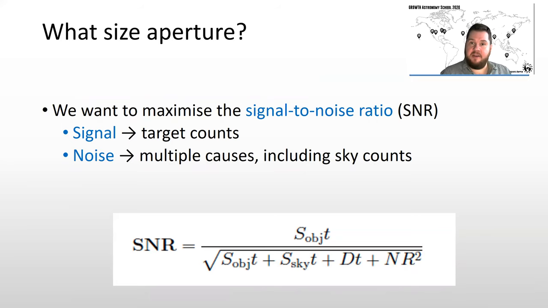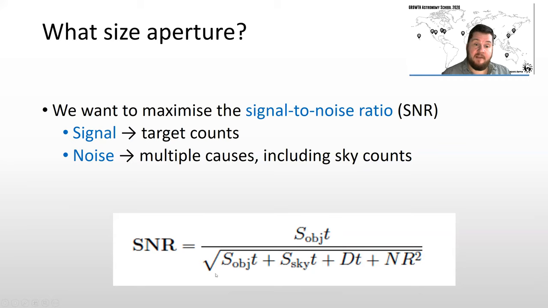How big an aperture should I use? Now, the aim here is to maximize the signal-to-noise ratio, essentially the significance of the detection, minimizing the error bar on my measurement. The signal comes from the target counts, and the noise contribution comes from multiple places, including sky counts. You may have seen this equation before. This is the famous CCD equation for astrophysics. The signal-to-noise ratio is given by my source signal multiplied by exposure time, divided by the square root of the various noise components here.